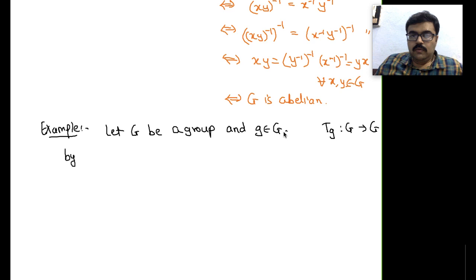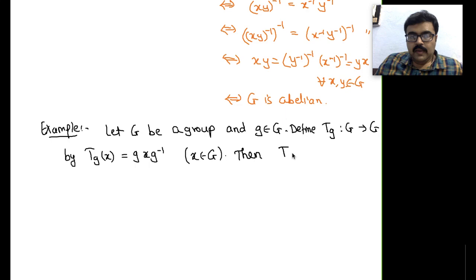So this is the fixed element g here. Define this by Tg of x equals g x g inverse for all x in G. Then we show that Tg is an automorphism, so Tg belongs to Aut G. So we show that this is an automorphism.